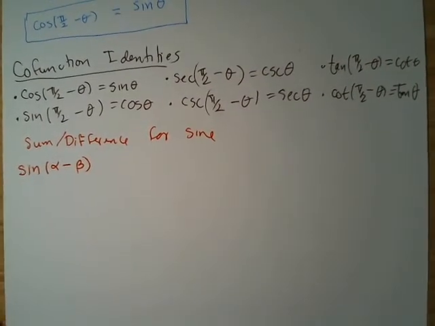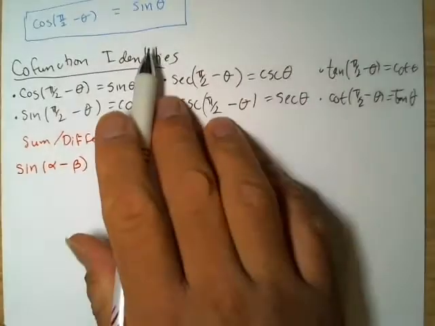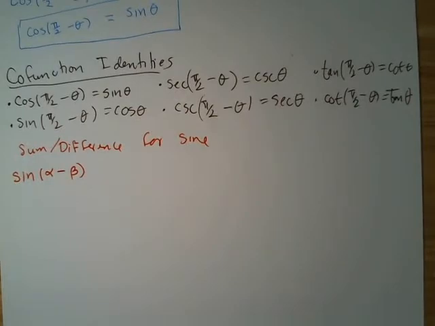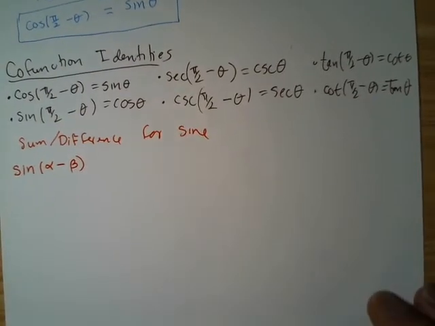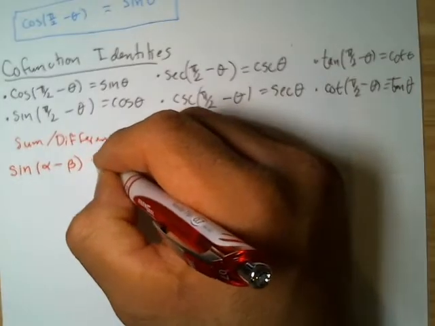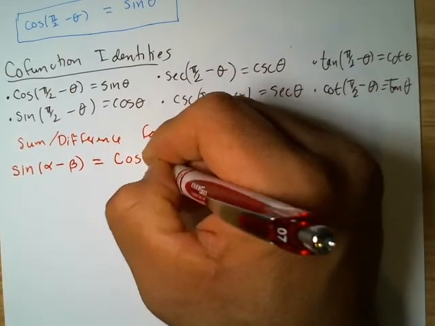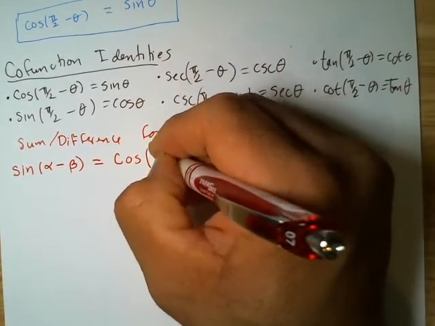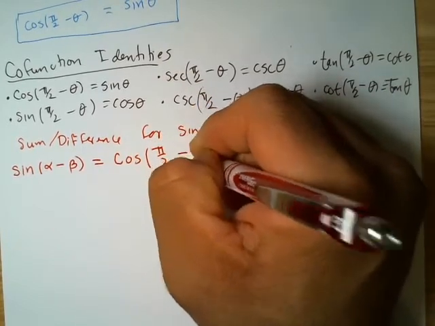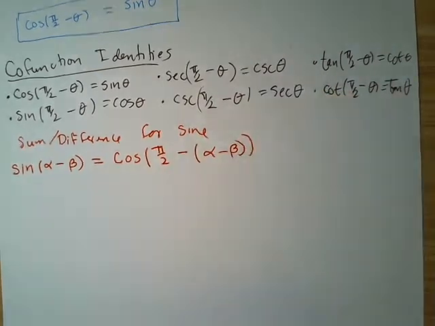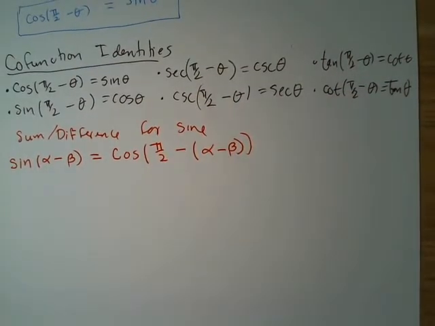If I treat alpha minus beta as my theta here, because again, a difference of two angles is just another angle, then using the cofunction identity, I can rewrite this as cosine of pi over 2 minus alpha minus beta. Again, I treat that as our angle theta.